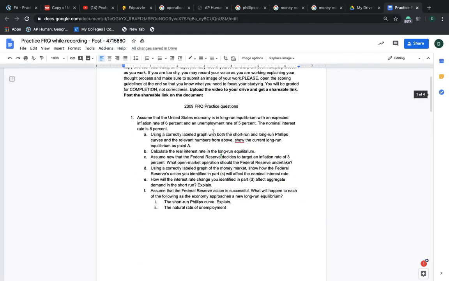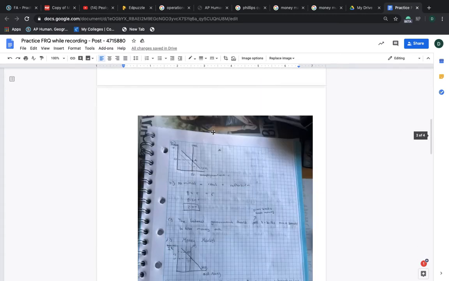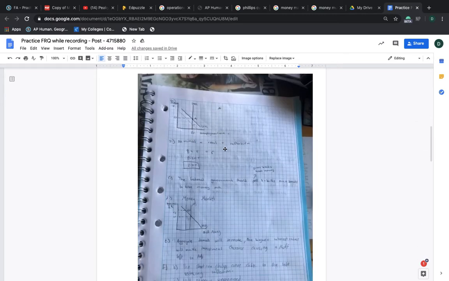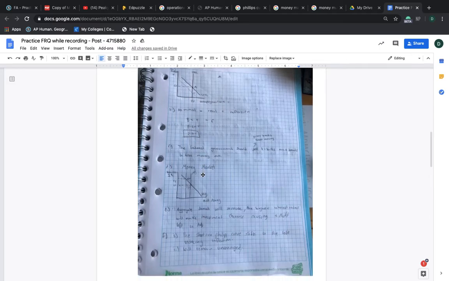Then for B, it says calculate real interest rate in the long run equilibrium. So I use that formula you gave us last class. It says nominal equals real plus inflation, and I filled in the variables. We got 8 for nominal, real is what we're trying to find, 6 is the inflation, and you just solve for one side and you get 2, because it is 8 minus 6. So 2% is the real interest rate.